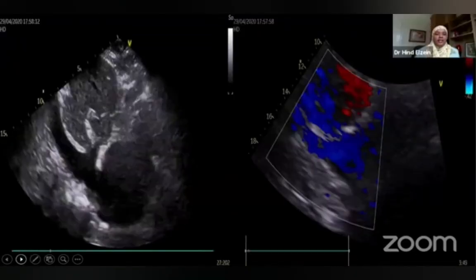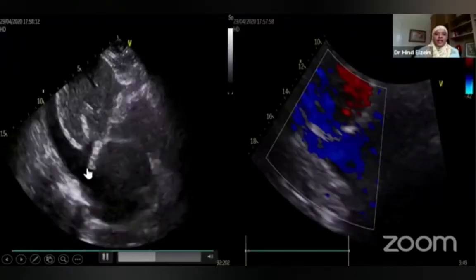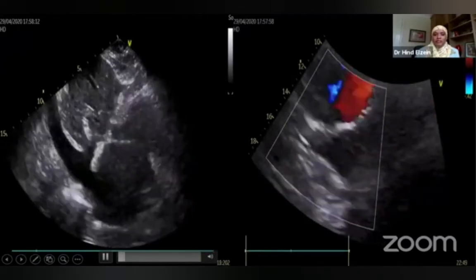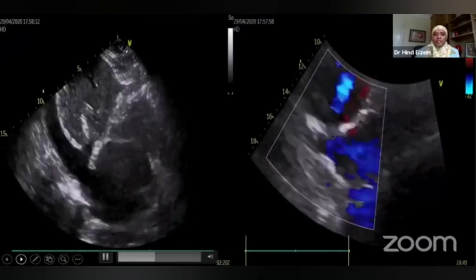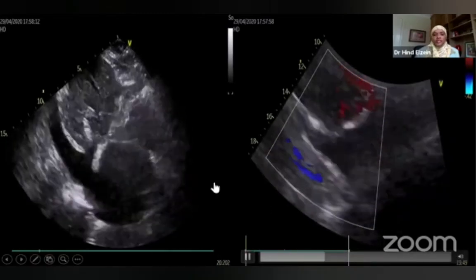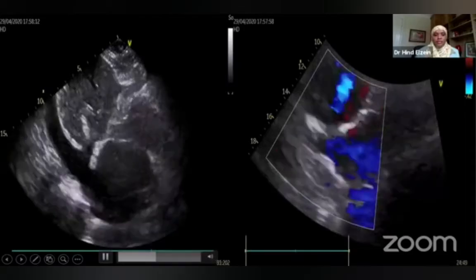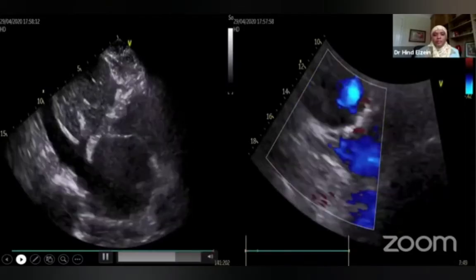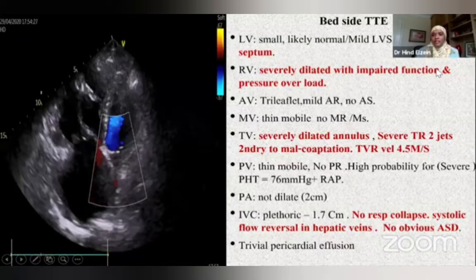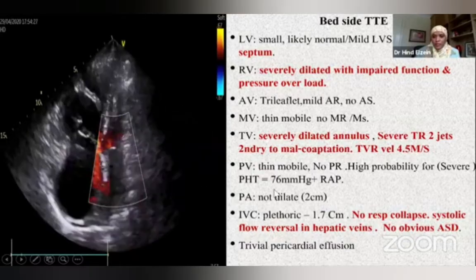Yeah, right. Okay. So this is the IVC. It's not particularly enlarged, but there is lack of respiratory collapsibility. And here, this is just an image for the intra-atrial septum to rule out the possibility of a significant shunt. And this is the report, as we can see here, all what we have mentioned.